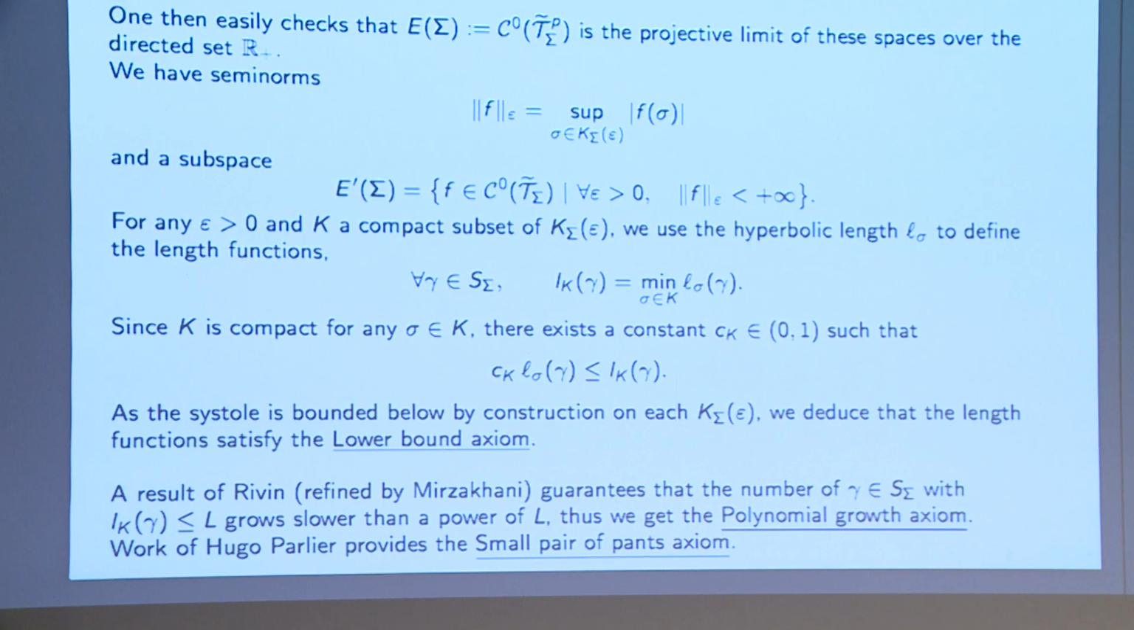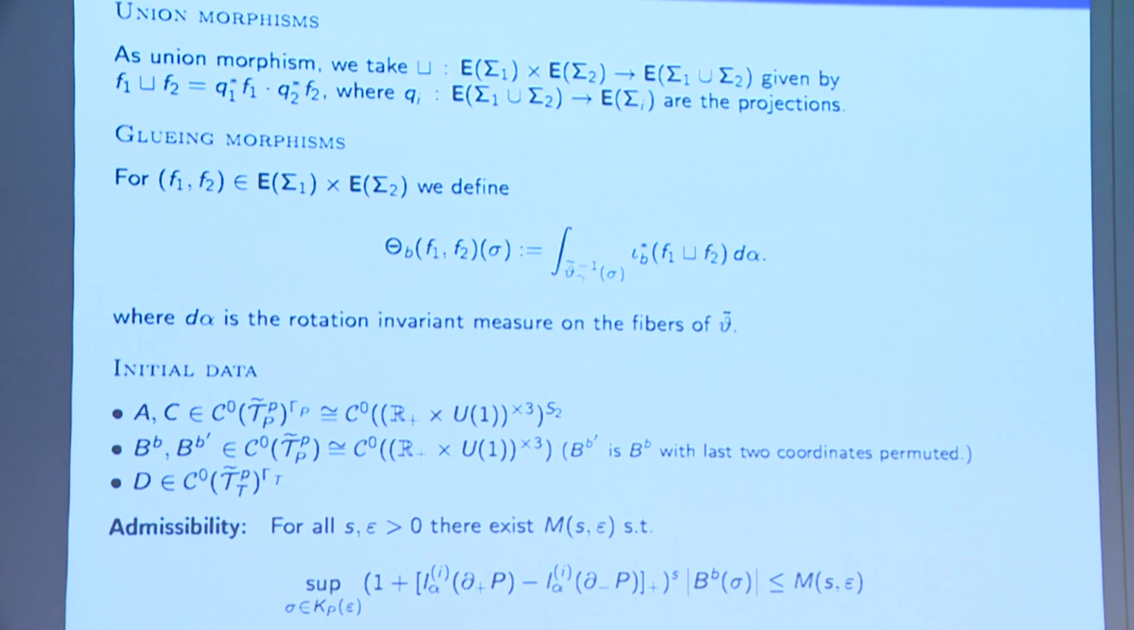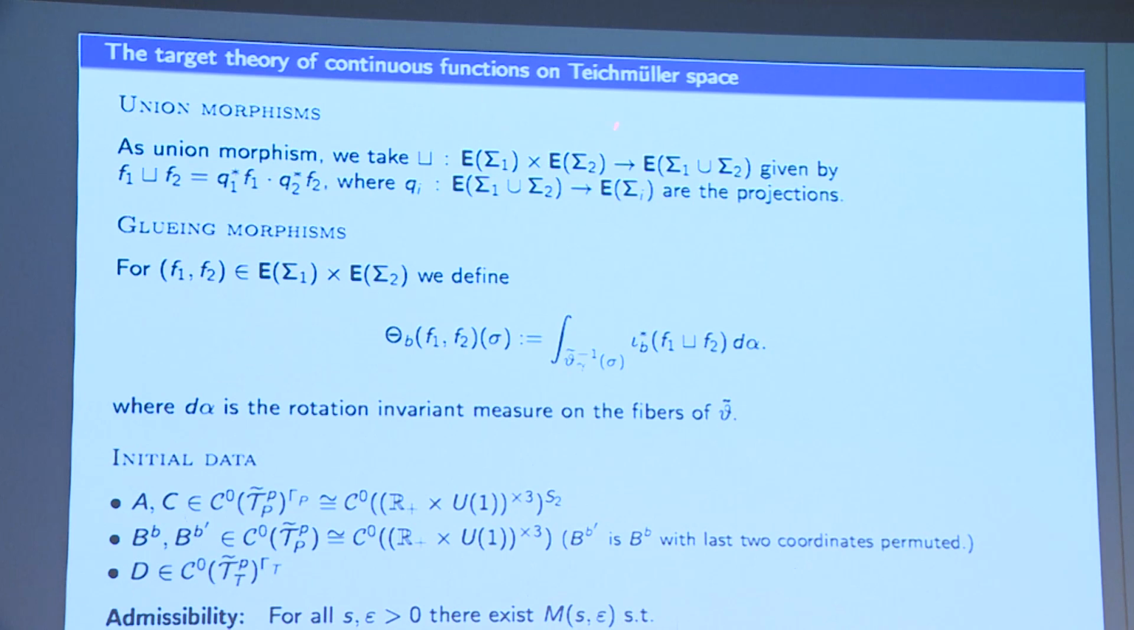Very good. And so now I have to give you precisely what the gluing morphism is. Well, for disjoint unions, it's totally trivial, because the Teichmüller space of a disjoint union is just the cross product. So you have a projection q_i to each of the factors, and you just pull back with respect to the q_i and you take the product. That's the disjoint union morphism.